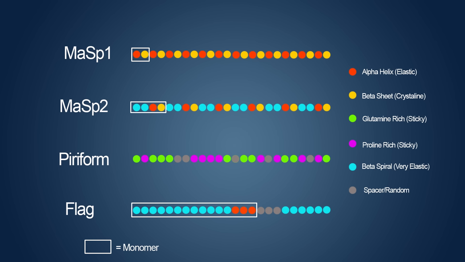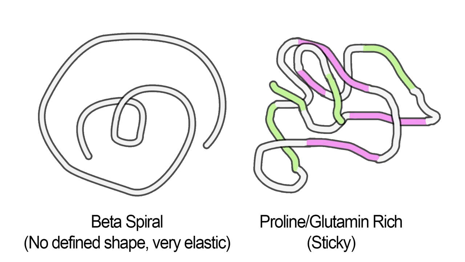The other subunits that I used are the beta spiral region from flag silk, and two regions from piriform silk, which I noted as the proline-rich and glutamine-rich subunits. The flag sections should add more elasticity, and the piriform regions could make the fibers slightly sticky, though it's unclear from the literature if these subunits are what actually makes those proteins sticky.